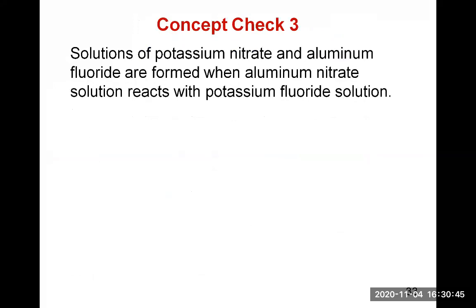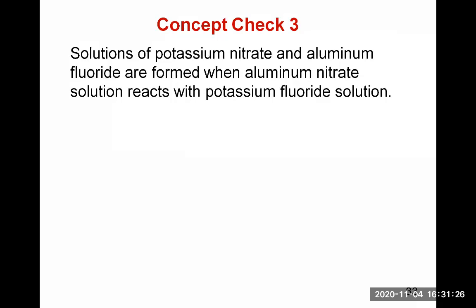So let's do a concept check here, and you need to pause the video to try this on your own before you watch the answer. So we have solutions of potassium nitrate and aluminum fluoride that are formed when aluminum nitrate solution reacts with a potassium fluoride solution. So be careful here. The sentence starts to enumerate the product and then finishes with the reactant. So when aluminum nitrate reacts with potassium fluoride, these two are the reactant. So let's start with aluminum nitrate.